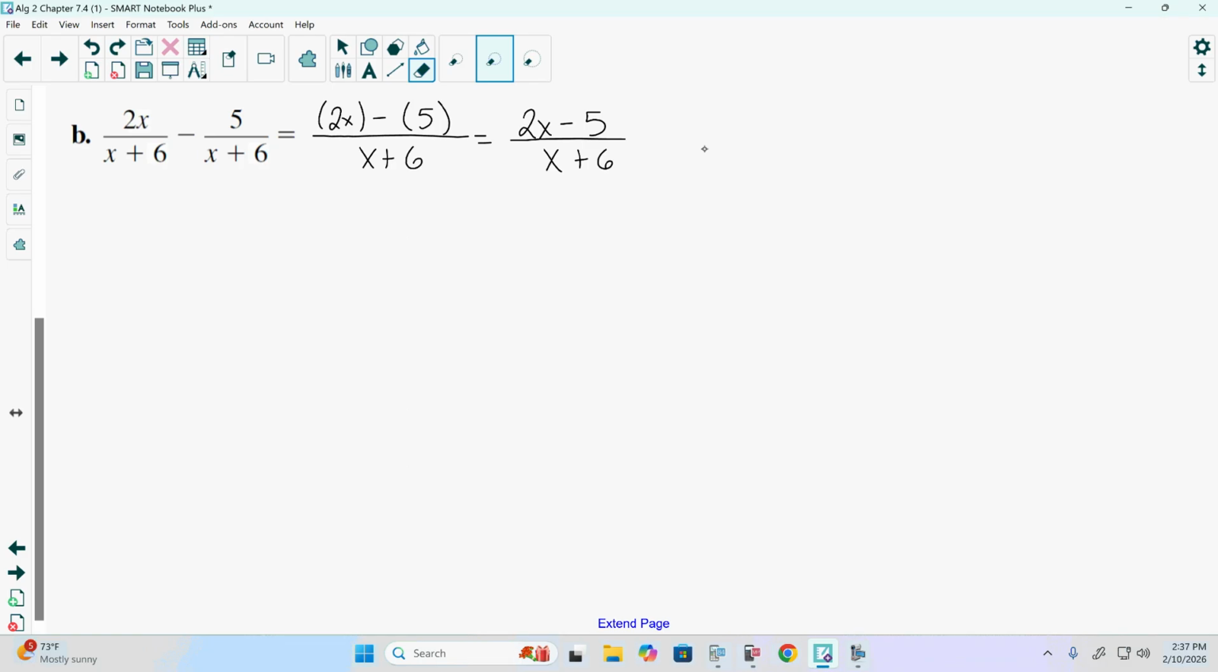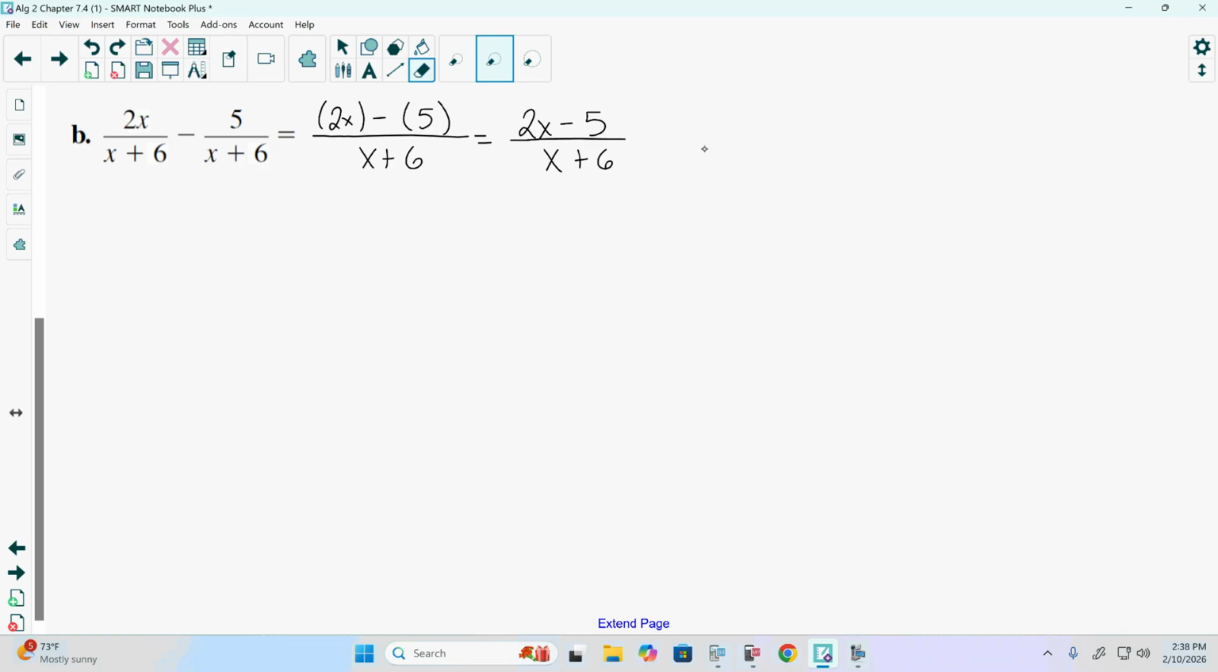Are 2x and 5 like terms? No. 2x and 5 are not like terms, so I can't actually subtract 2x and 5. Is there a common factor between 2x and 5? Can we factor it further? No, 2 and 5 don't have a like term. 2x does have an x, but 5 does not have an x. So that's as simplified as it gets, yes?